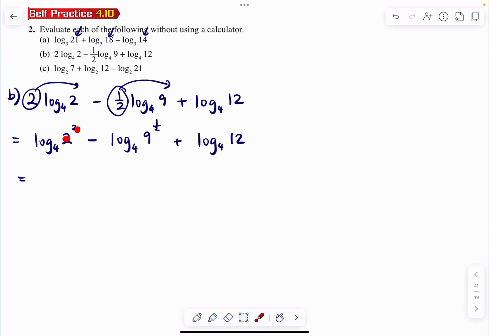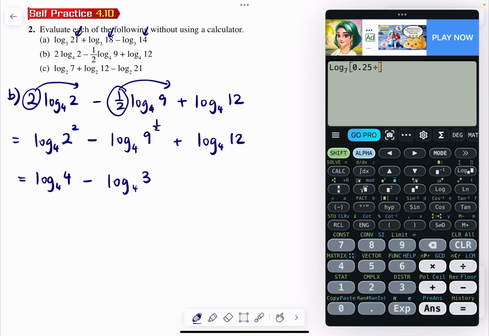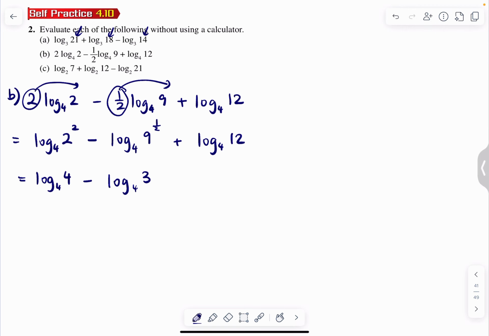2 squared is just 4, so I can write this as log 4 4. 9 to the power 1/2 is the square root of 9. Square root of 9 is 3. So this one I can say log 4 3. You can just use your calculator if you want: 9 to the power 1/2, you get 3. And then this log 4 12, we can split it into 4 times 3.